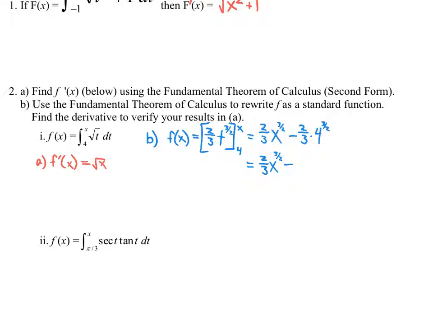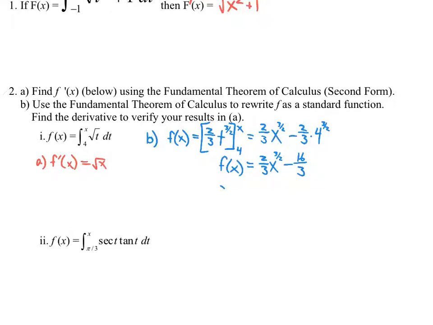What's the square root of 4? Square root of 4 is 2. Cubed is 8. So 3/2 power of 4 is the square root cubed, which is 8. So 8 times 2/3 is 16/3. Okay? So that is f of x. That's what we just found.